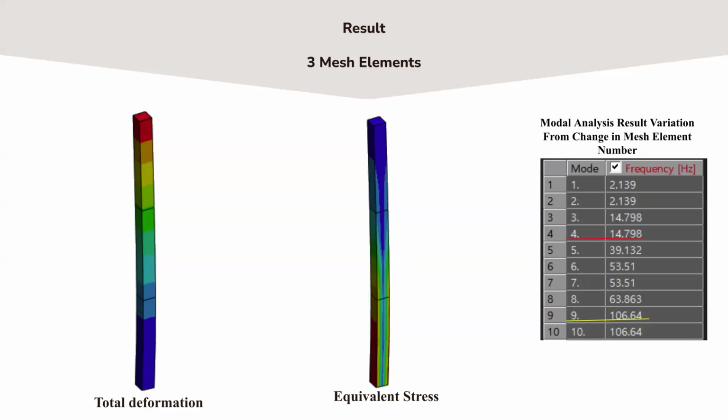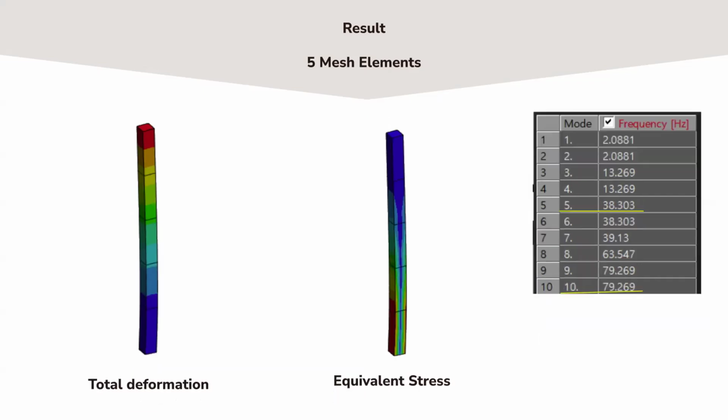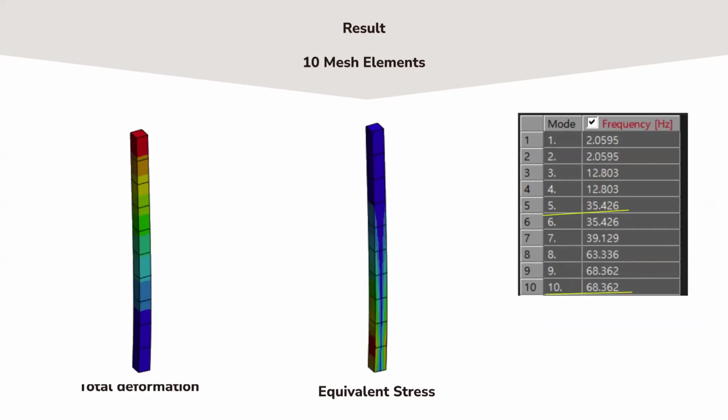For the first model, we used 3 mesh elements, and we also observed each natural frequency for 10 different modes. And then we looked into 5 different mesh elements and observed the natural frequency for 10 different modes. And last, we looked into 10 mesh elements and looked into 10 different modes for natural frequency.